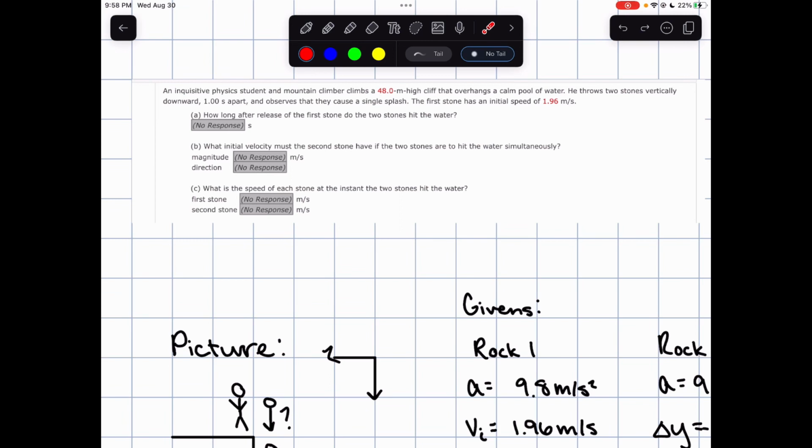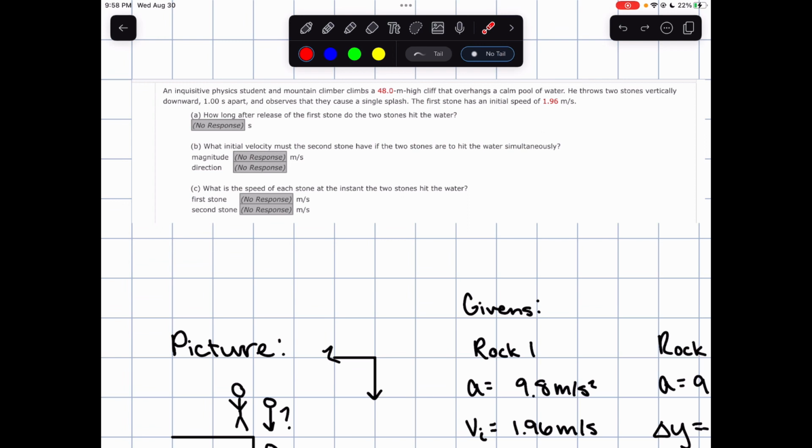Let's look at our first question. An inquisitive physics student and mountain climber climbs a 48-meter high cliff that overhangs a calm pool of water. He throws two stones vertically downward, 1 second apart, and observes that they cause a single splash. The first stone has an initial speed of 1.96 meters per second.